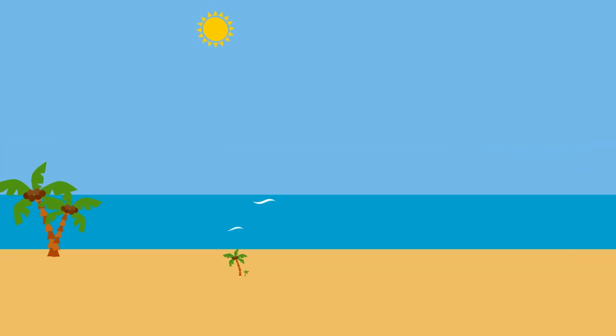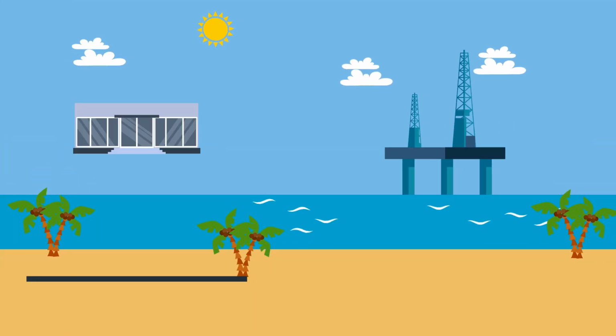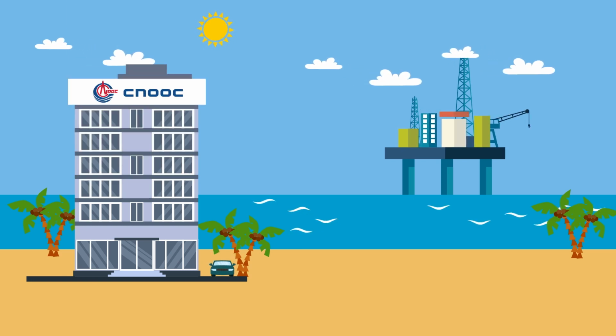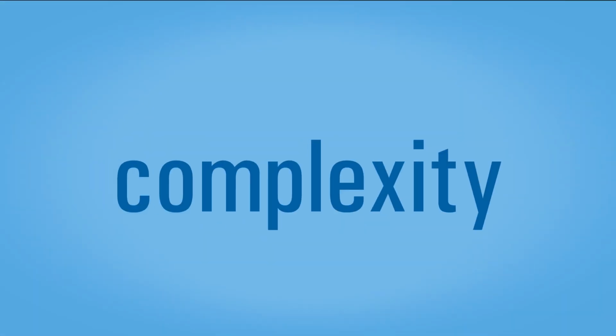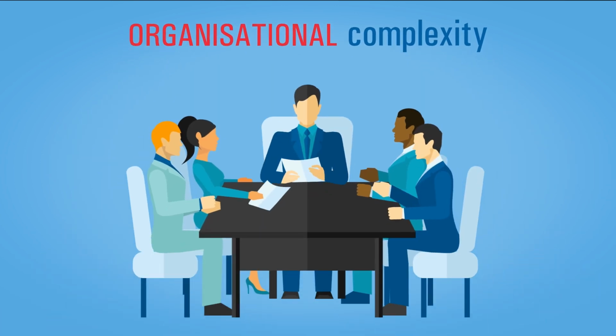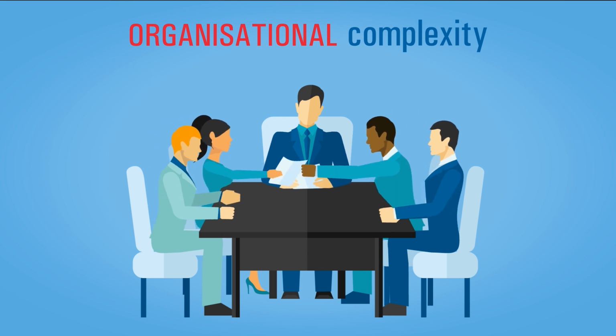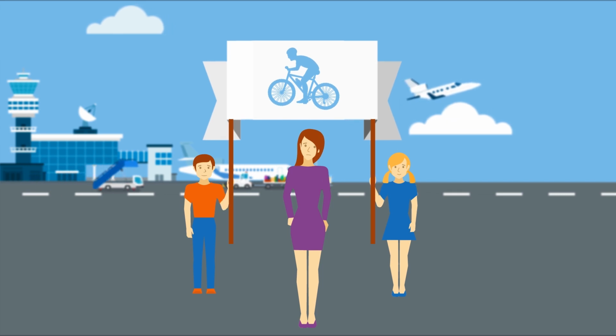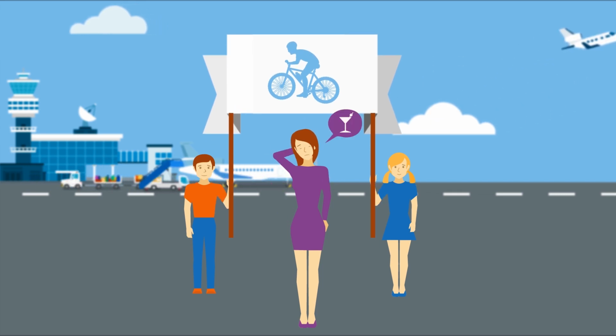In any organisation, whether it's your family or a company like CNOOC, two types of complexity can affect our ability to make good decisions. Organisational complexity relates to the group dynamic, the people involved. Their individual values, desires and motivations can all impact the decision-making process. Did the kids choose last year's vacation? What does Mum think?